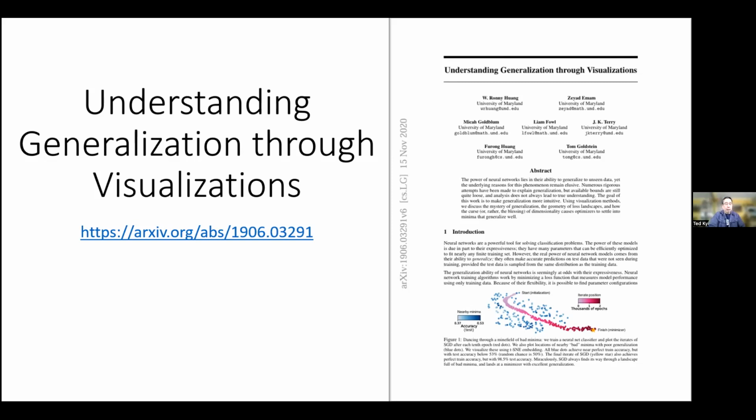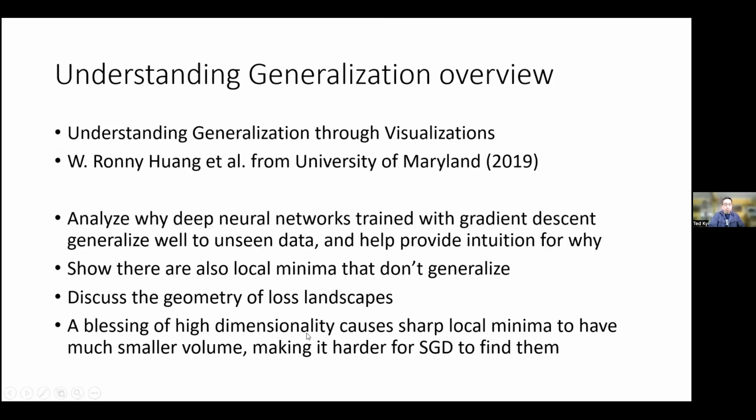So this paper is Understanding Generalization Through Visualizations. This is some research from the University of Maryland, and their idea was to look at some not super complicated neural networks. I mean, these are small CNNs that they're playing with, and try to provide an intuition as to why maybe gradient descent generalizes so well.